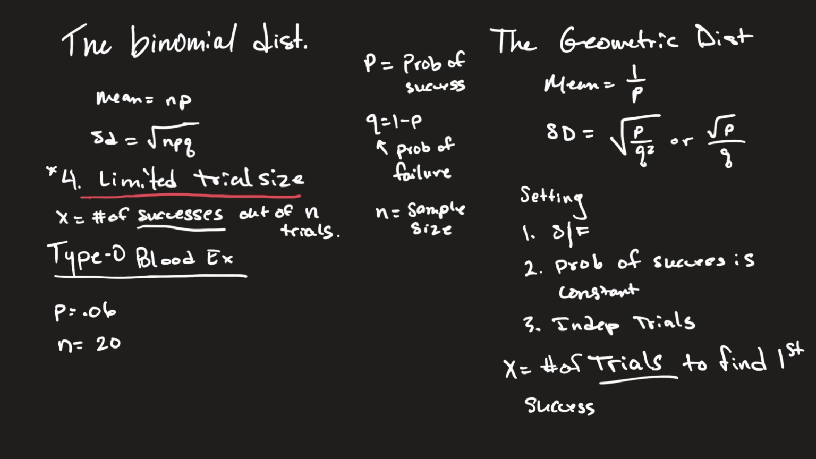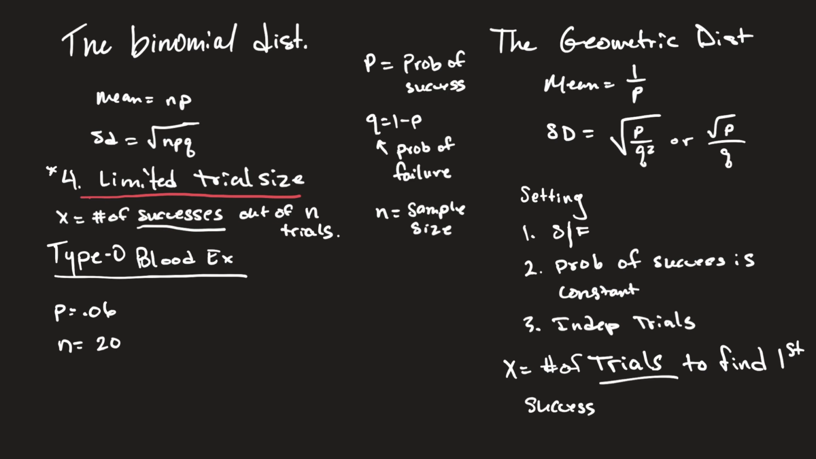The one additional element that we have for binomial that we don't have for geometric, and I want to make sure that we know that 1, 2, and 3 are also true for the binomial. It has to have success or failure, and the probability of success has to be constant, and the trials have to be independent of each other. But binomial has an additional one. It has a fourth element. It has to have a limited trial size. In other words, I have to say there's 20 trials, there's 15 people, there are whatever specific number of trials. X in this case is asking for you to determine the number of successes out of n trials.